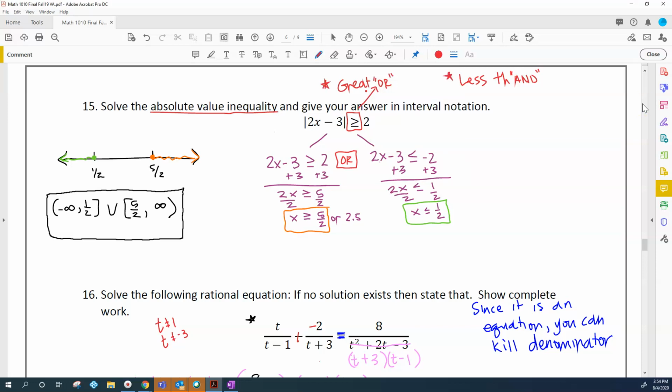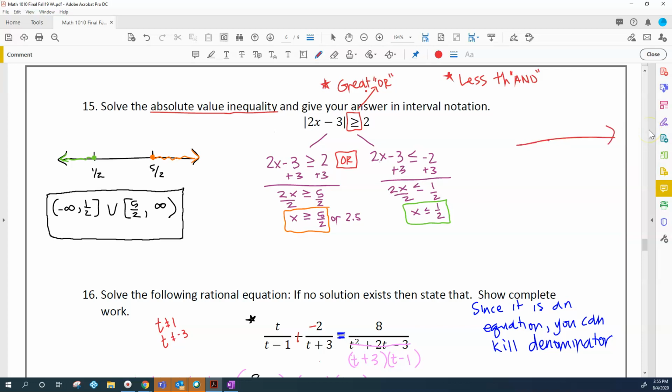We split it up? So with the less than, you would want the overlap, right? And so where do these overlap? They don't. So that would be a DNE, does not exist, if it was an and statement. Does that make sense?